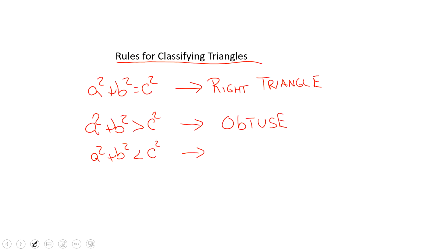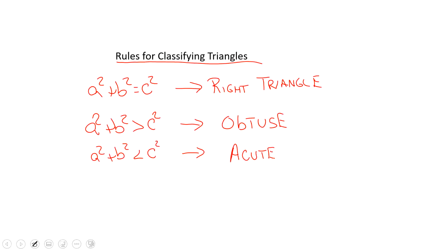Because the sides of my triangle are much bigger when I square them than the hypotenuse side, which is always the side opposite that C angle. And then that makes this one our acute triangle. Does that make sense? Okay. So we're going to move on.